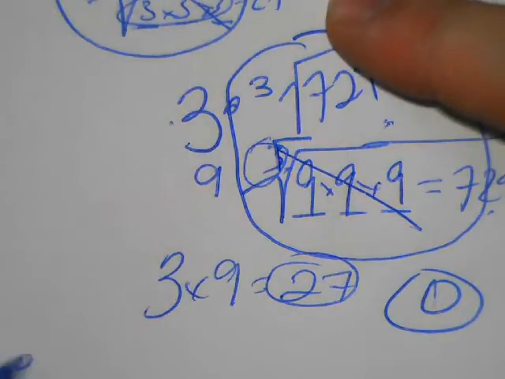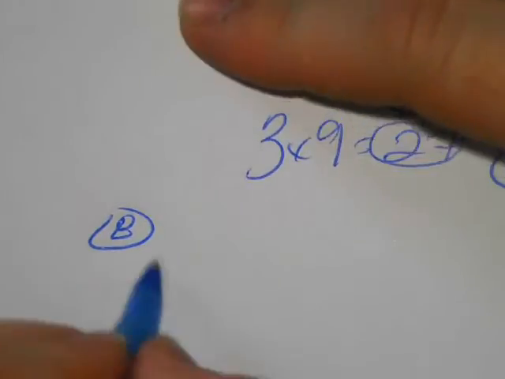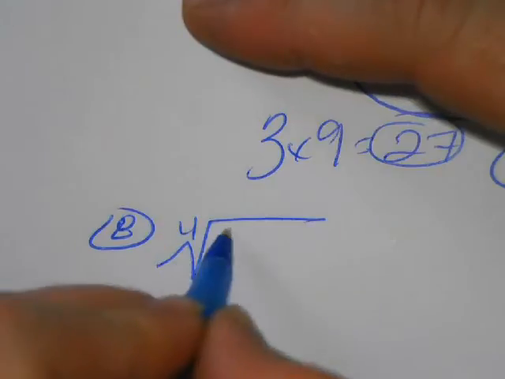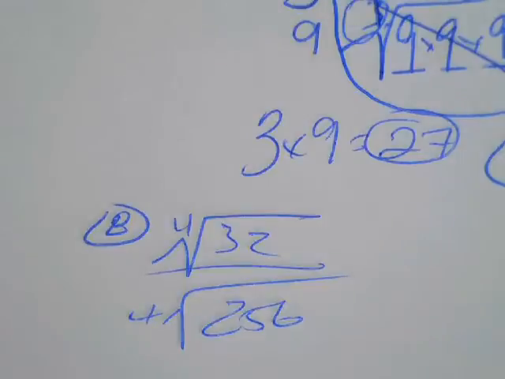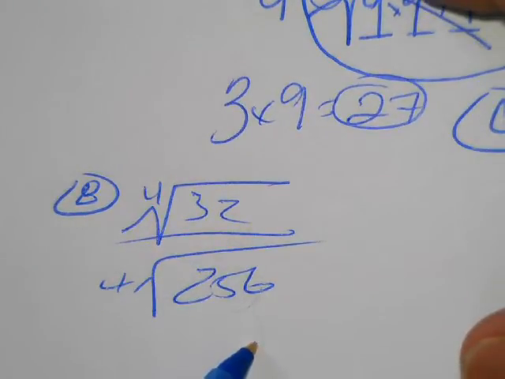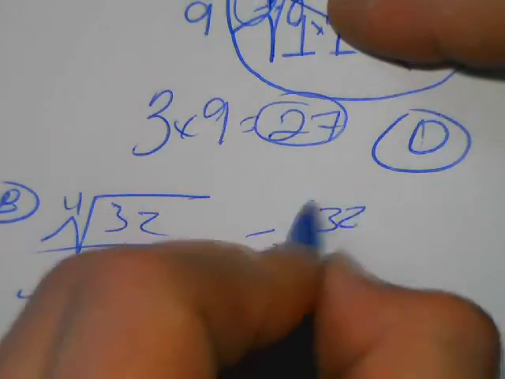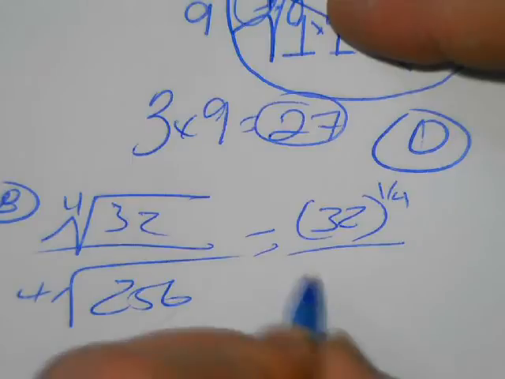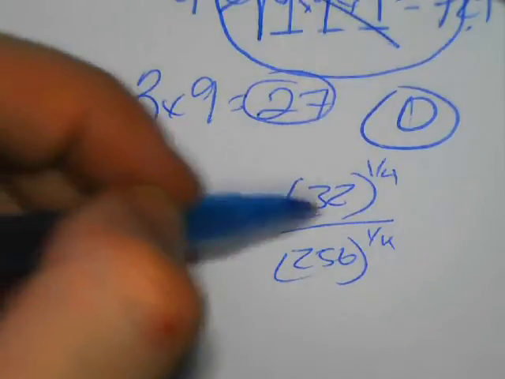All right, number 8 is asking for the fourth root of 32, and then we're going to divide that by the fourth root of 256. All right, we don't have like bases, so it doesn't help me to rewrite this at all. Like if I try to do 32 to the 1/4 over 256 to the 1/4, it doesn't really help me because these bases are different.